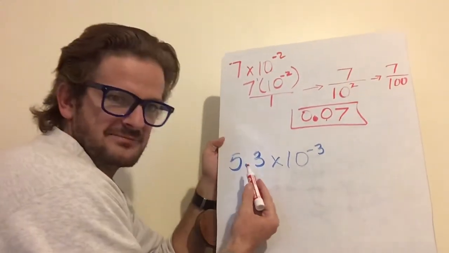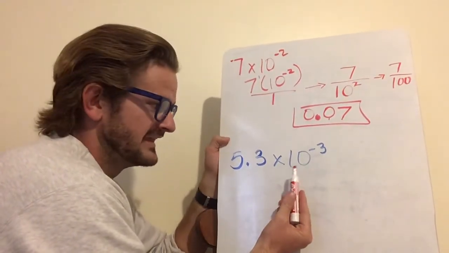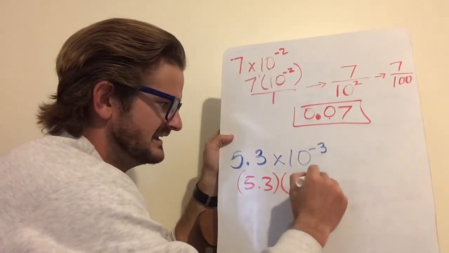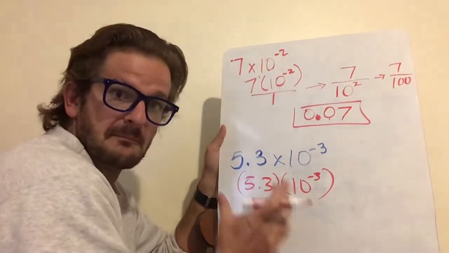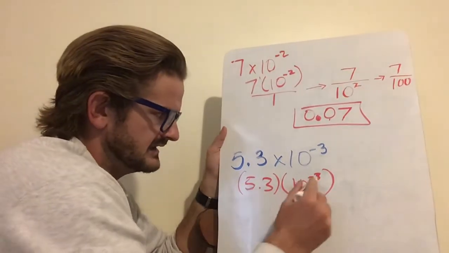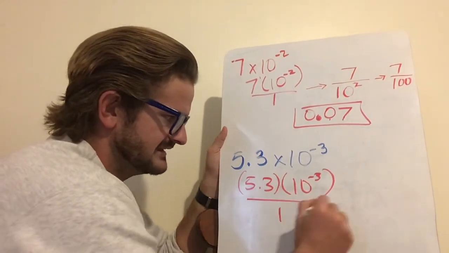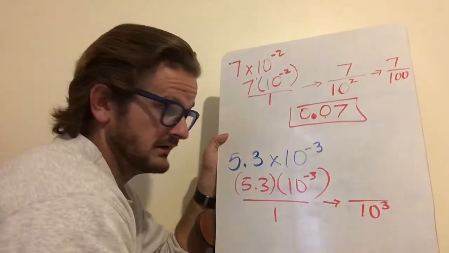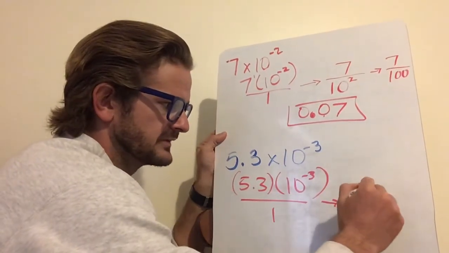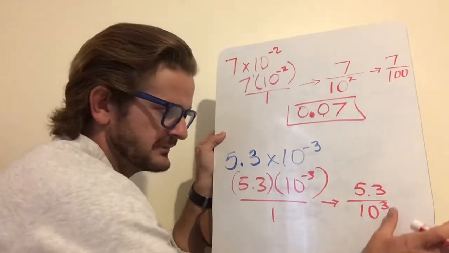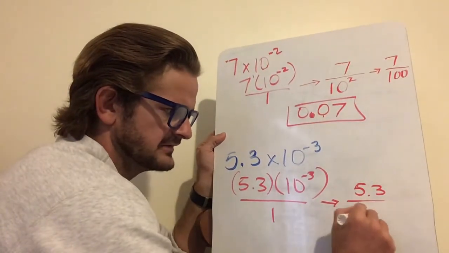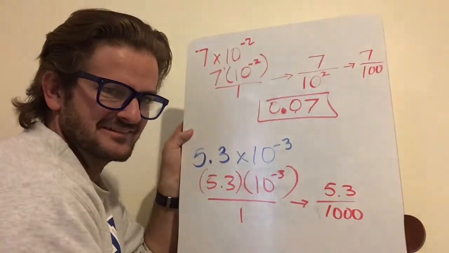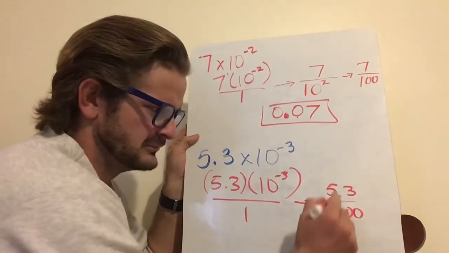Our last example is going to be 5.3 times 10 to the -3rd. Doing this the same way, 5.3 times 10 to the -3rd. This looks a little bit more like what we do in math class. Then let's take the 10 to the -3rd and put 10 to the positive third on the bottom, and then it's 5.3 up here. So 10 to the third simplifies down to 1,000. Now this looks a little bit complicated because it has a decimal in here.